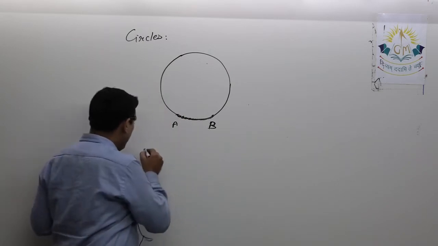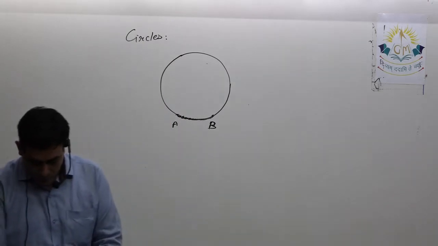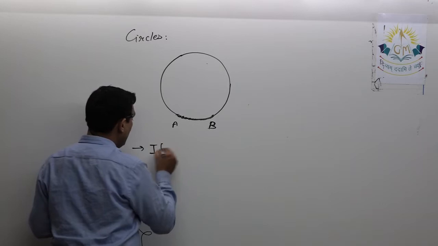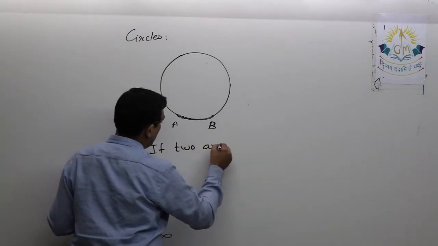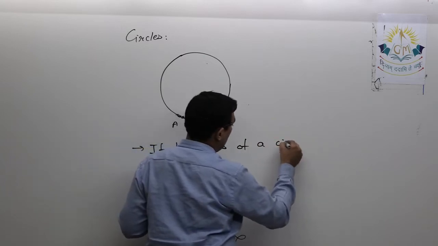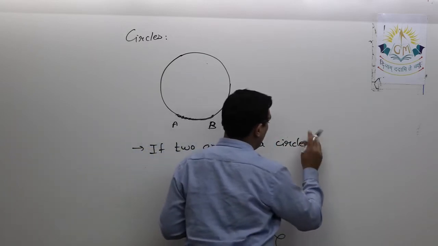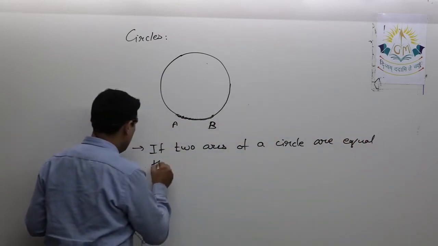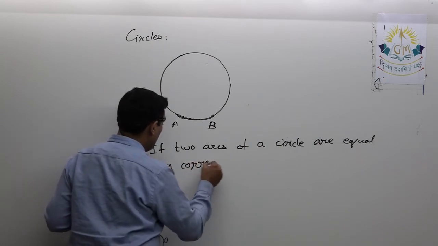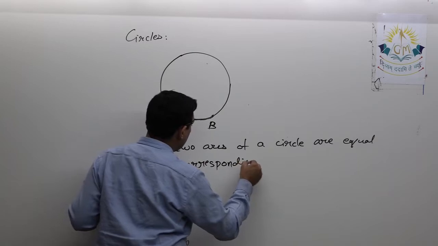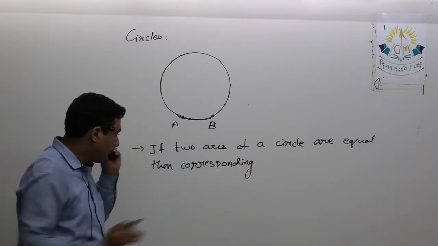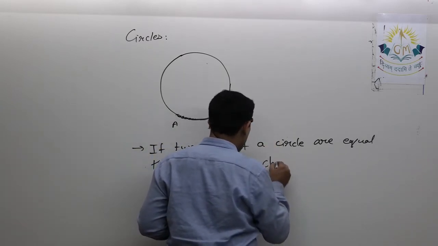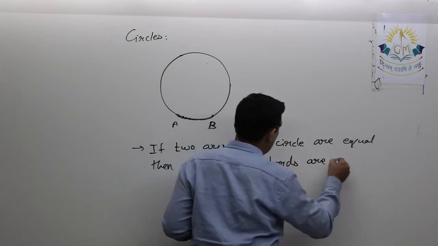Now, the very first theorem we'll see: if two arcs of a circle are congruent, then the corresponding chords are also equal. If two arcs of a circle are equal, then corresponding chords are also equal.